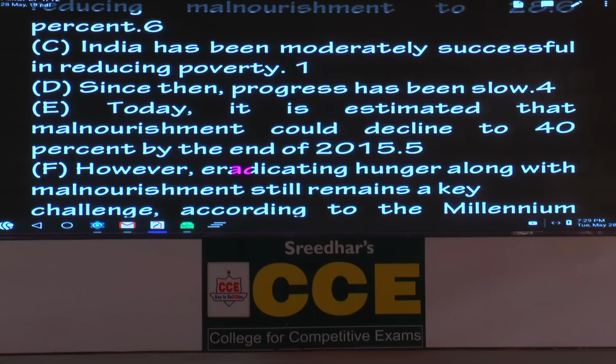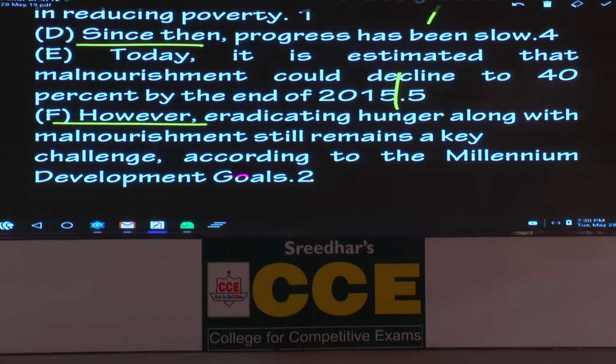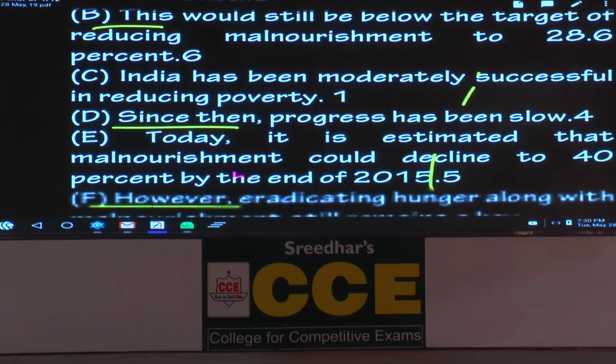D, since then, underline since then. Can it be the first sentence? No. Today it is estimated that malnourishment could decline to 40% by the end of 2015. Oh, I'm sorry, please don't look at the numbers next to the sentence. I should have corrected that. However, eradicating hunger along with, can it be the first sentence? Now, what is the first sentence here? C is the first sentence.